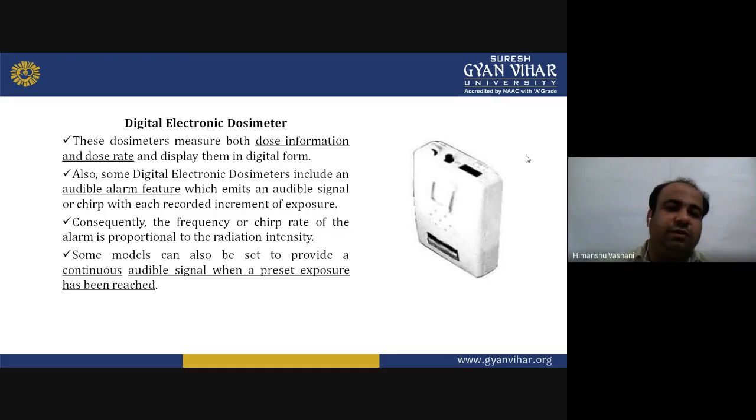So the frequency of the chirp rate of the alarm is proportional to the radiation intensity. Some models can also be set to provide a continuous audible signal when the preset exposure has been reached. So this is about the digital electronic dosimeter.